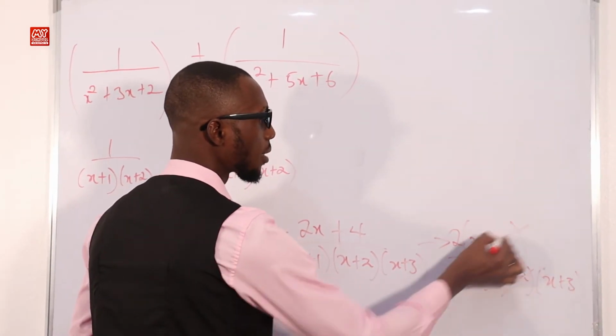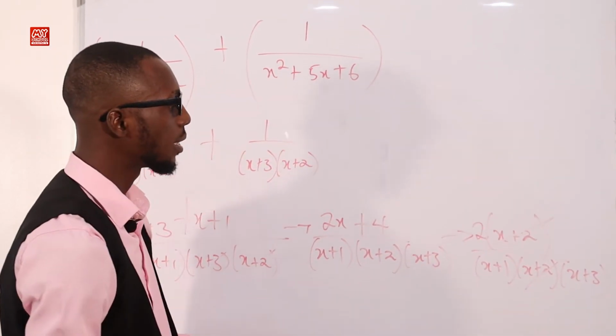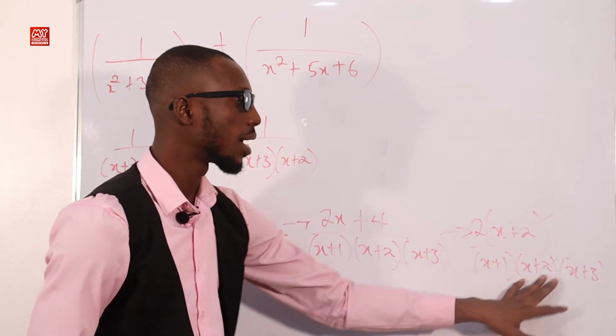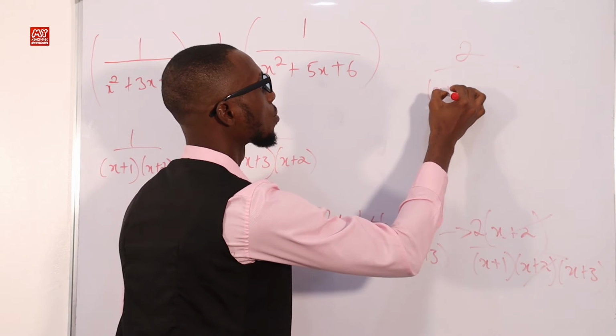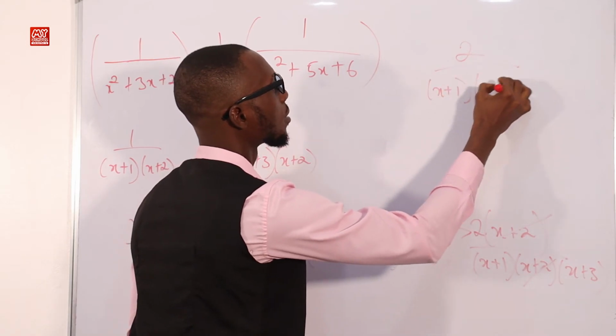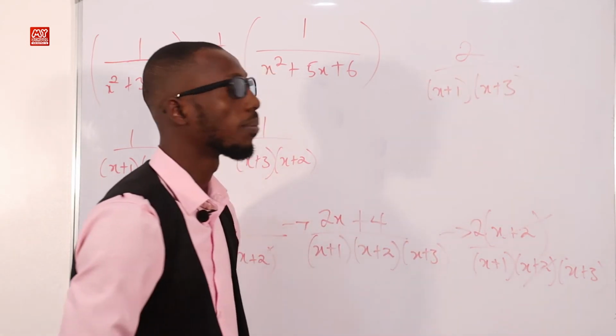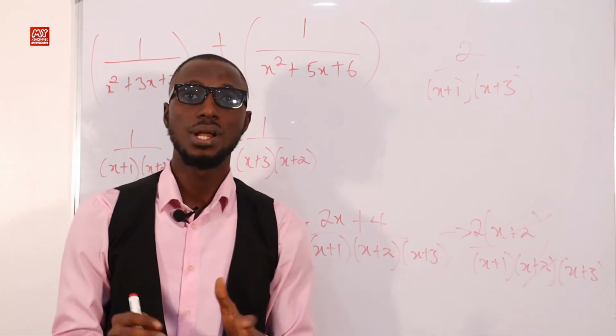So x plus 2 strikes out x plus 2. So what I have left is 2 over x plus 1, x plus 3. I can write that here: 2 over x plus 1 and x plus 3. So we just have to go back to the screen and select the correct option.